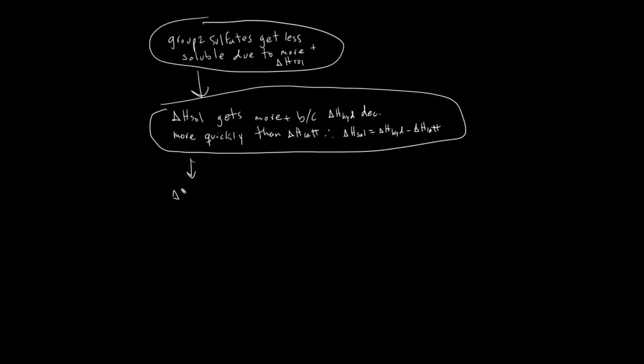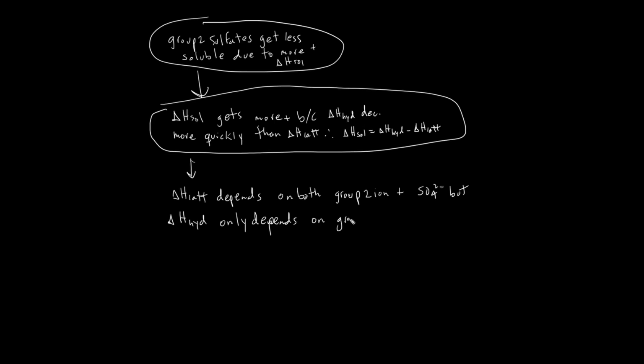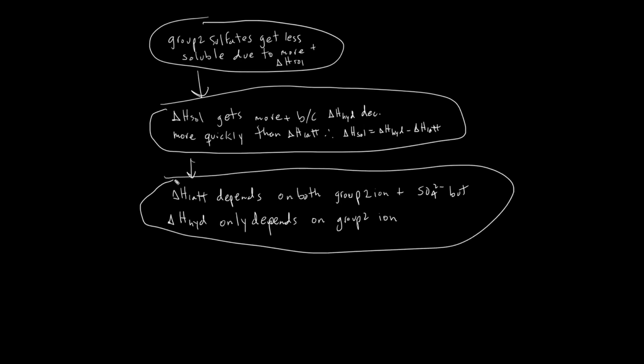This happens because delta H lattice depends on both the group 2 ion and sulfate ion, but delta H of hydration only depends on the group 2 ion. So that's what affects this. That's the explanation for that difference. And then you can explain, okay, why do the group 2 ions matter?